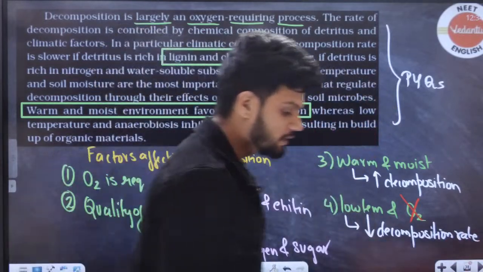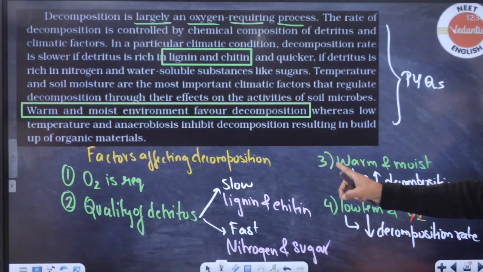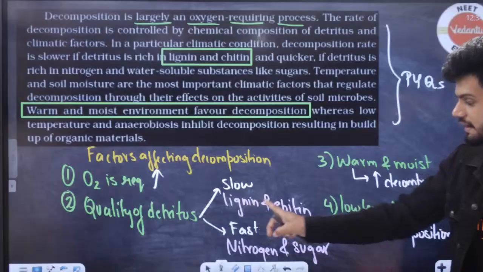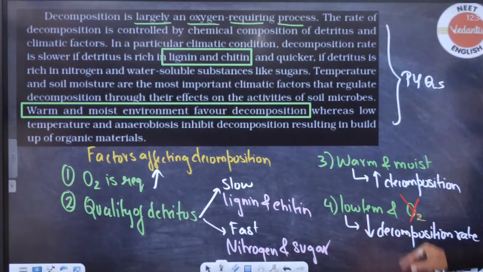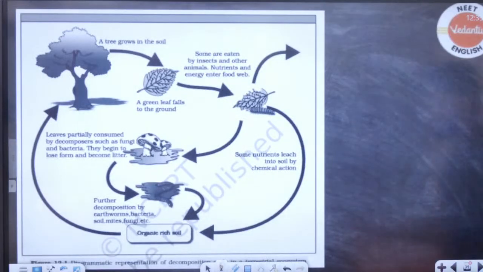Okay, I'll read for all of you one more time. Write down. First thing: factors affecting decomposition. More oxygen, more decomposition, obviously. Quality of matter: slow in the presence of lignin and chitin, fast in the case of nitrogen and sugar. Warm and moist conditions will increase decomposition. Low temperature and anaerobic conditions, that is lack of oxygen, will decrease decomposition. Every single thing matters here, and if this is not maintained properly, decomposition will go down and down. Done, students? This is your decomposition cycle.